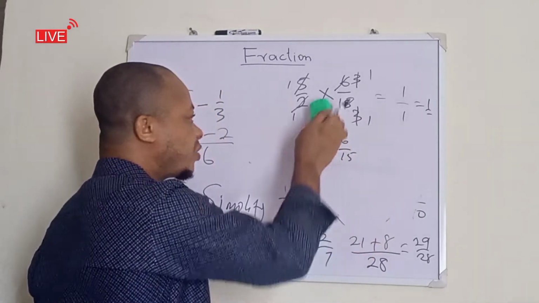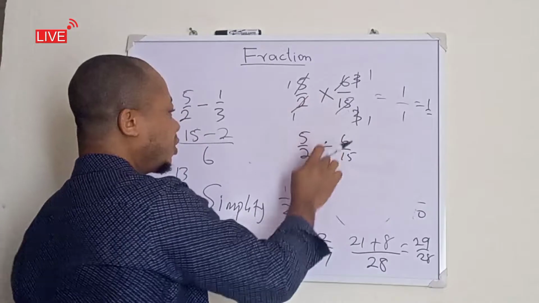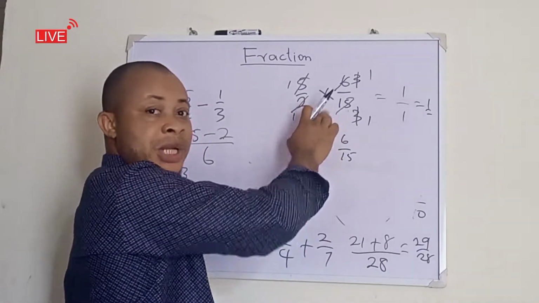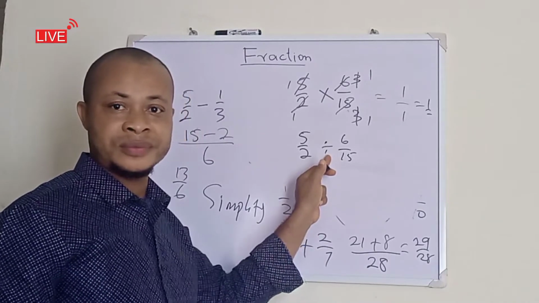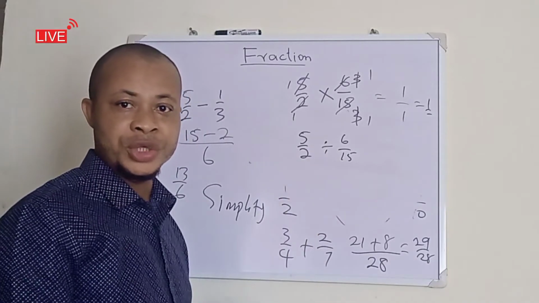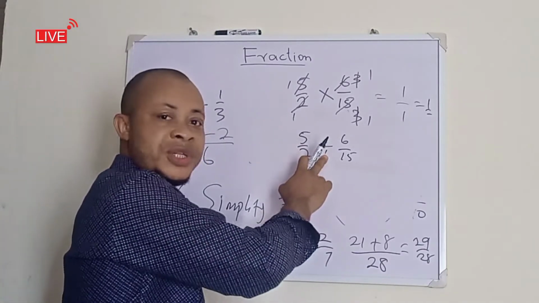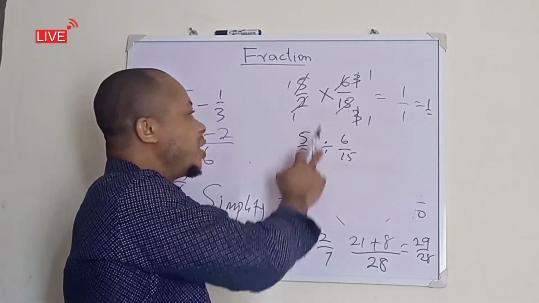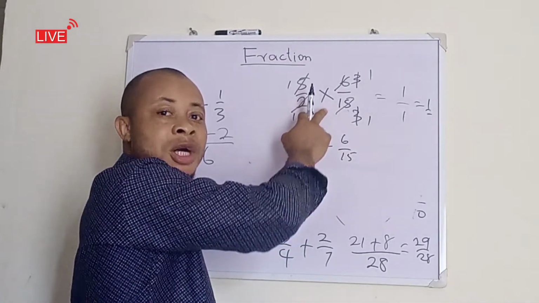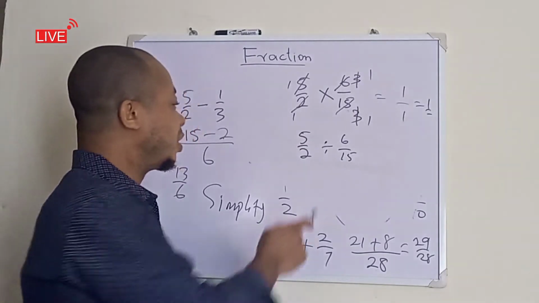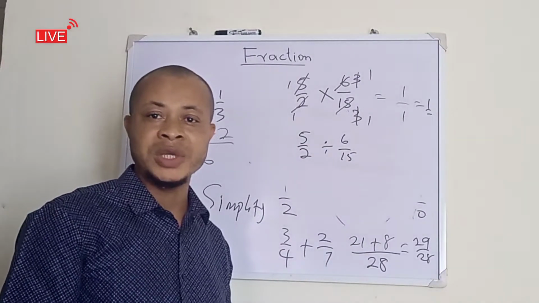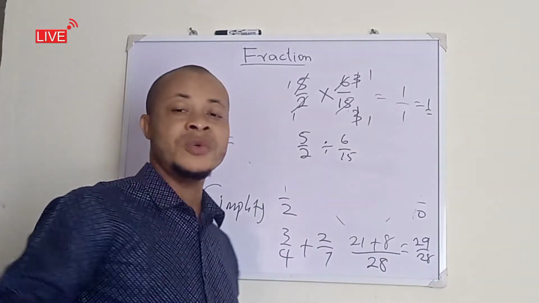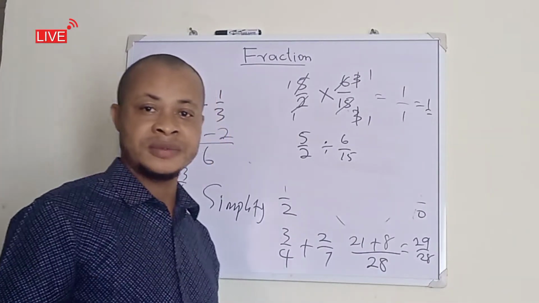This one is related to this one. Division is related to multiplication because you cannot simplify using this division sign. But what you will do is to remove this division sign, replace it with a multiplication sign, then find the inverse of 6 over 15, which is 15 over 6.